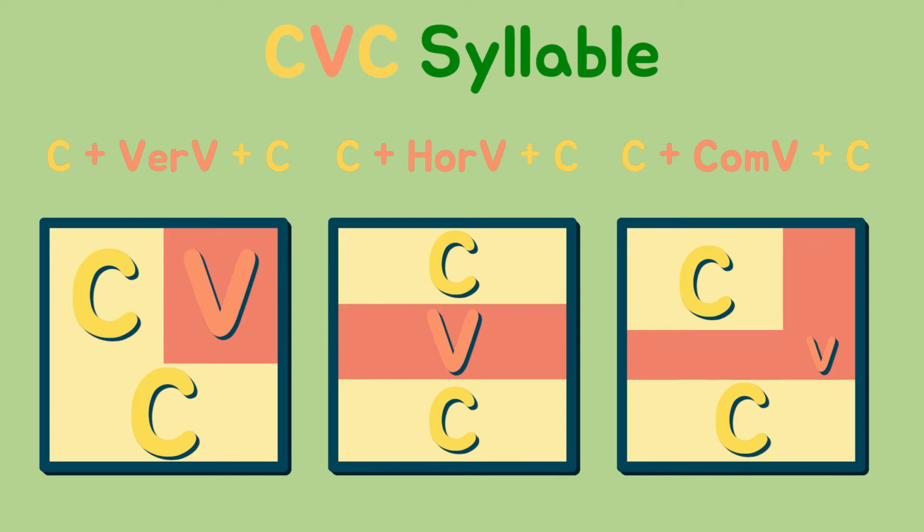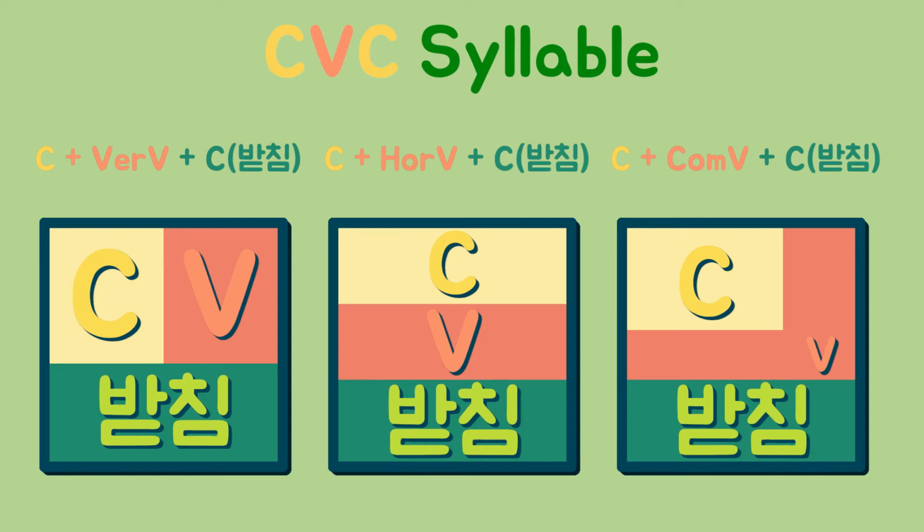This special consonant has many names: tail consonant, ending consonant, final consonant, or in Korean, 받침. CVC syllable structure is all about 받침. You will hear this word a lot in the upcoming part of this video.